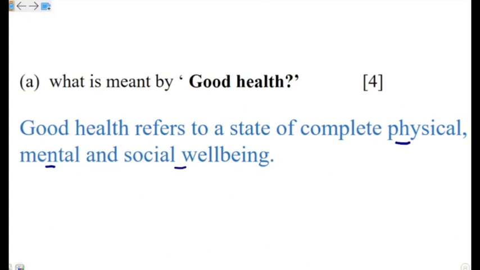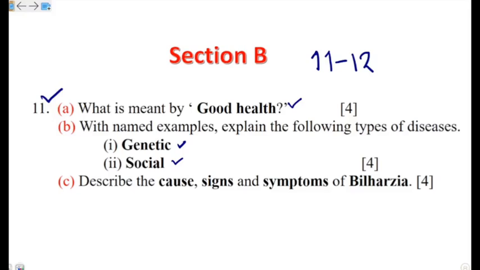We now move on to our question B. This is our question B right here. With named examples, explain the following types of diseases. A, genetic disease. We are starting with the genetic disease. What is a genetic disease?